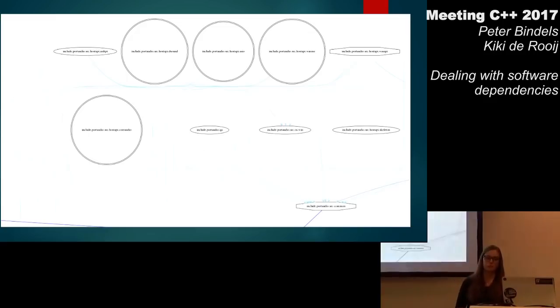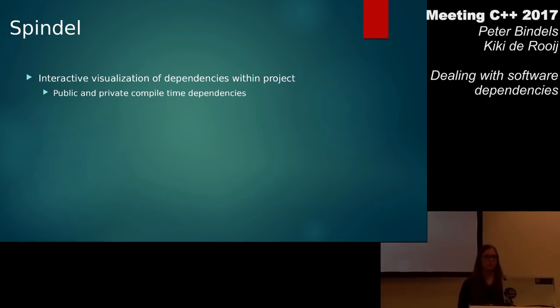So the output of a bigger project can look like this. There are quite a lot of components and lots of dependencies between them. And if we zoom into this, then we can see that there are lots of lines, but I cannot really see where they point to, because they mix up. And that's why I started to work on Spindel.